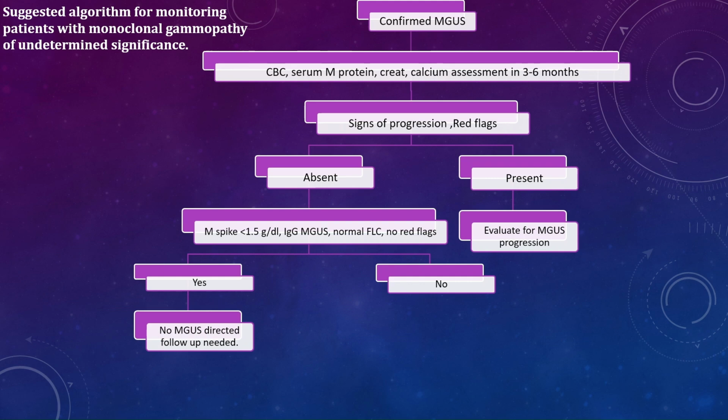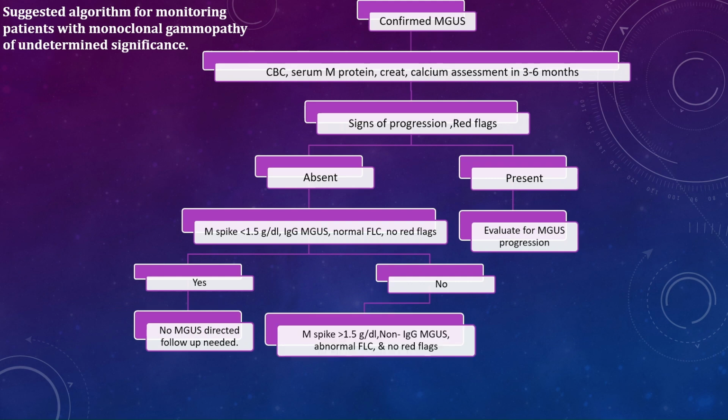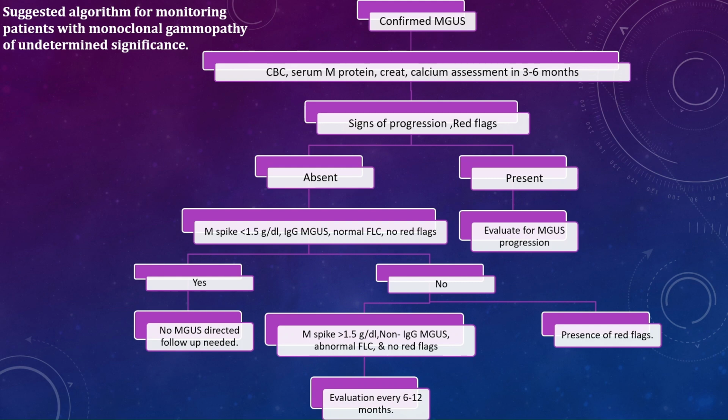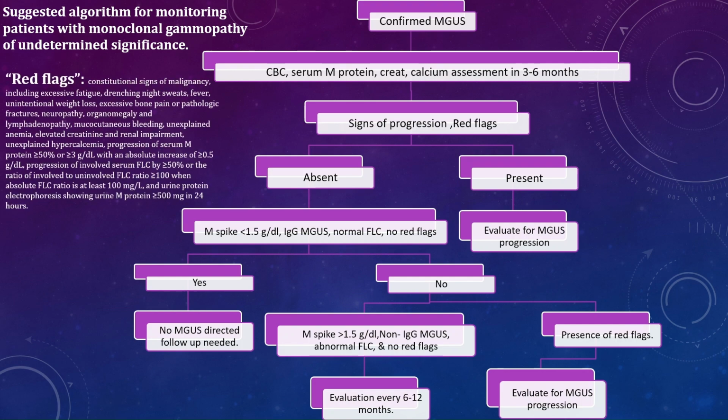If these all are absent, like M spike is more than 1.5 gram per dl, non-IgG MGUS, abnormal FLC and no red flags, then evaluation is needed every 6 to 12 months. And if the red flags are present, then evaluation for MGUS progression is needed. What are the red flags?